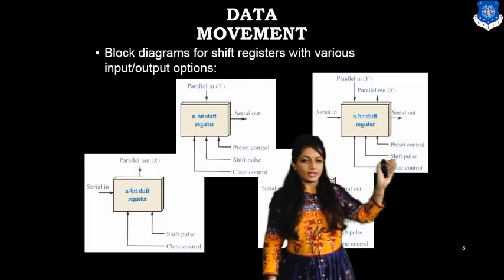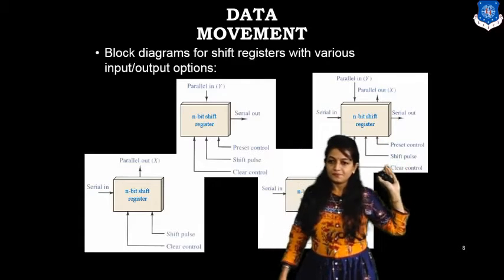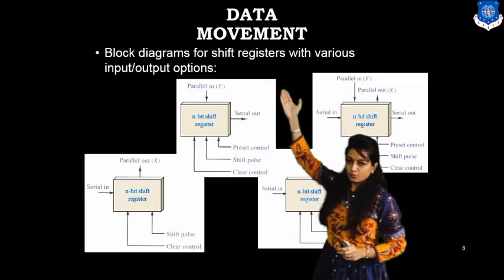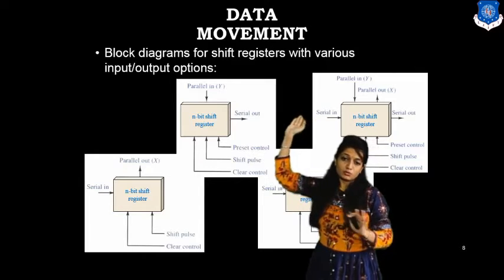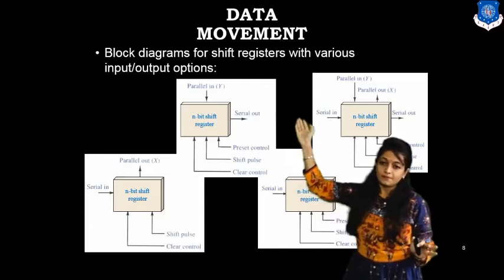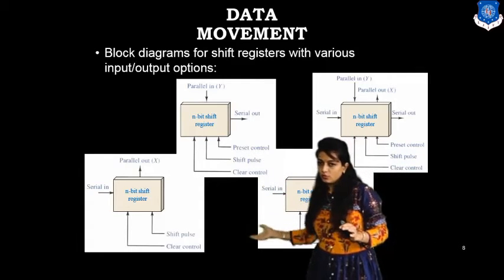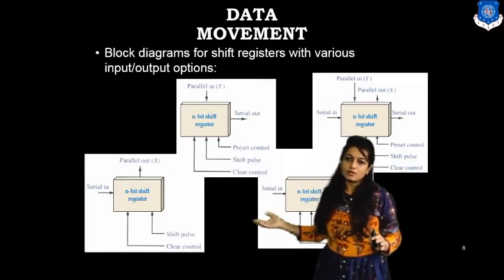This is a generalized diagram that we have seen. Now, serial input, parallel output. Over here we don't need to shift the data. That's why the shift pulse is not there.